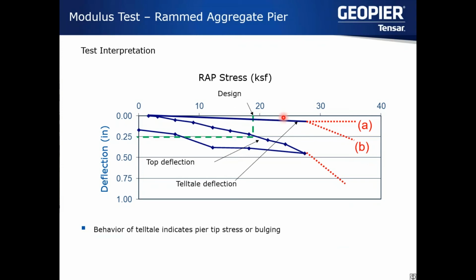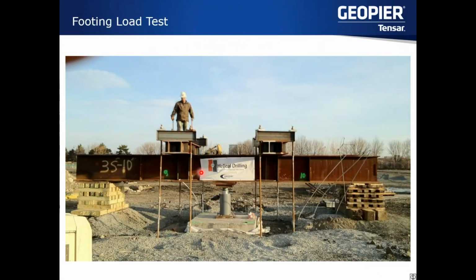If the stress strain curve for the telltale were to show quite a bit of displacement, similar to what we would see at the top, then we'd be concerned that these elements are punching through some weak layer at depth, which rarely happens. So typically we're seeing these elements fail in bulging, which is what we're seeing here with the stress strain curve of the movement at the top of the pier. I'll just go back to a slide here. So those are the results from a modulus test for an aggregate pier.